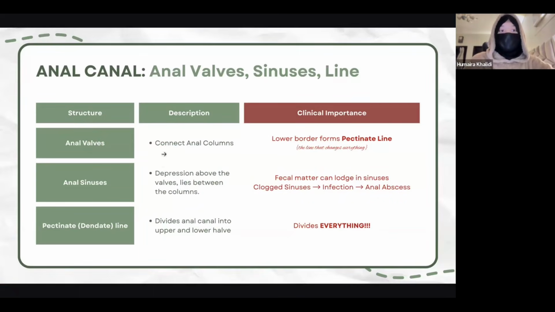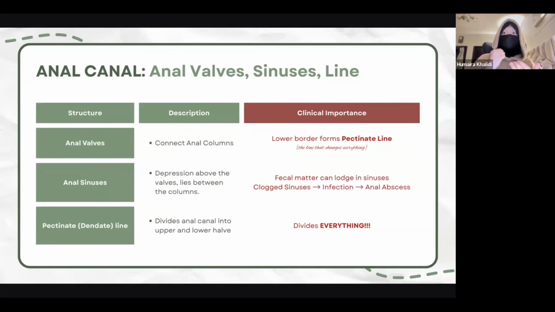Okay. And then you have the anal sinuses. What are the anal sinuses? I'm going to show you a picture again. Wait, I think it's on the next page. Yeah, okay. Anal sinuses as well. There are depressions between the valves. I'll show it to you on the next page. And what happens is when fecal matter gets stuck between these anal sinuses, you're going to have infection, anal abscess, not high yield. Don't worry about it.